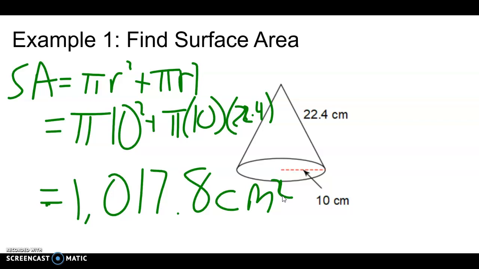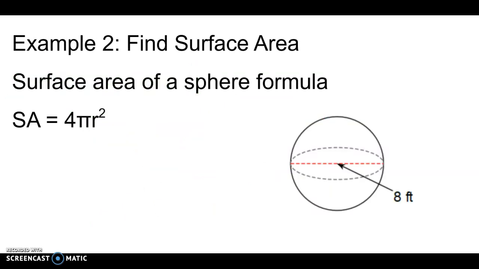So we're going to move on and talk about spheres now. And spheres are even simpler, actually, because the surface area of a sphere is found by taking 4 times pi r squared. And so basically what they're saying is that the surface area is equivalent to 4 times the area of the circle in the center of the sphere.